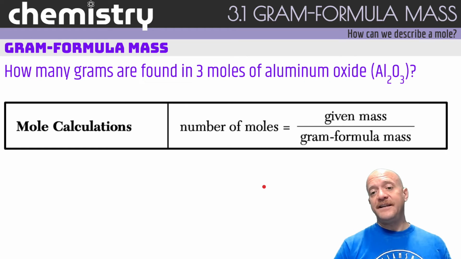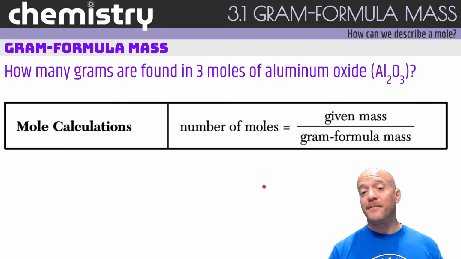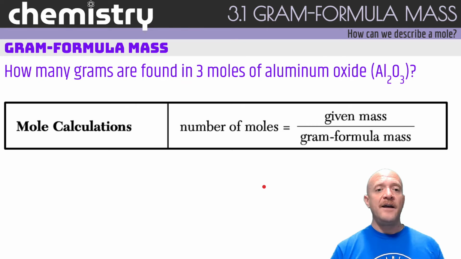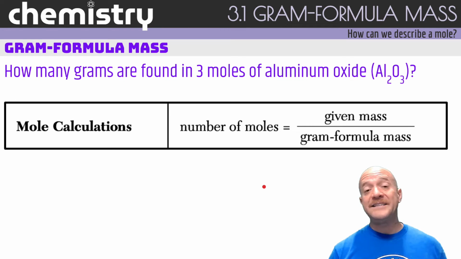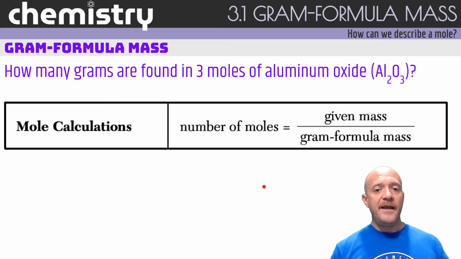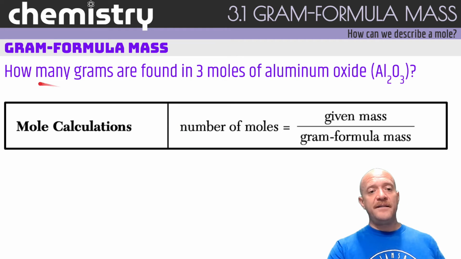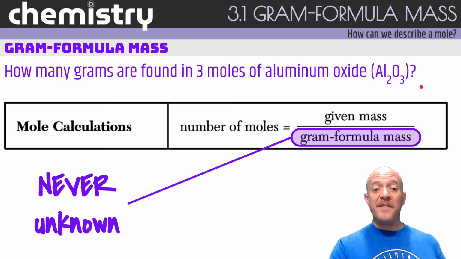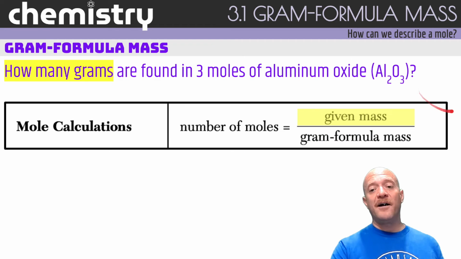Now we're going to use these to calculate the number of moles, and this is something that's often done. In fact, I do this a lot when I'm making solutions in the lab. So you have this formula on Table T of your reference table, that's the back cover, and it's the mole calculations. In this question, how many grams are found in 3 moles of aluminum oxide? What we always want to do is identify the unknown. The one that is never unknown is the gram formula mass. I just showed you how to calculate that. But the unknown is the number of grams. That is the given mass. I know this is the unknown because it says how many grams.